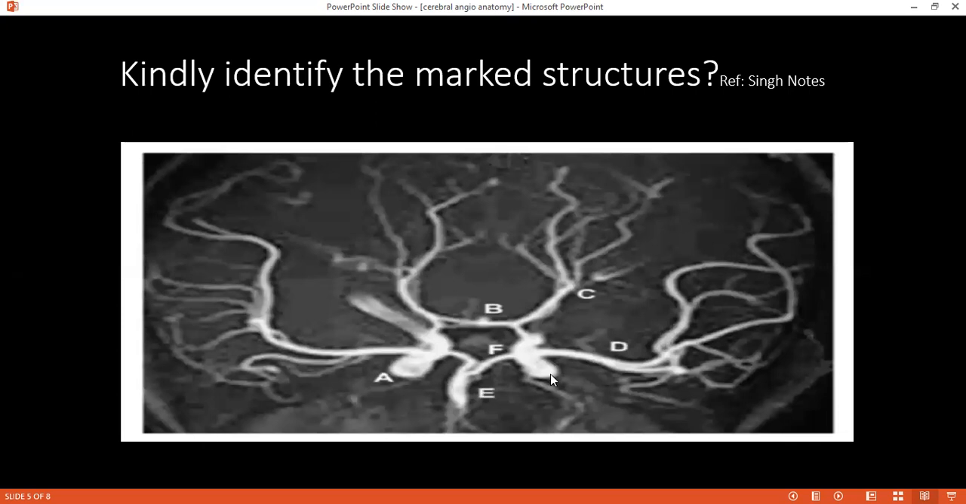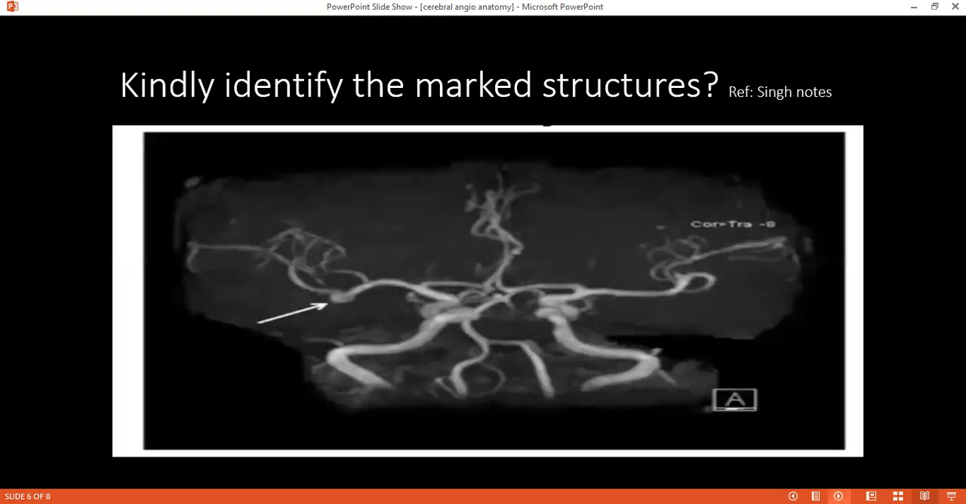And so what is this? That is internal carotid artery, giving rise to M. Okay. In this image, there is an arrow pointing at something. Can you identify the structure? So middle cerebral artery, ma'am.